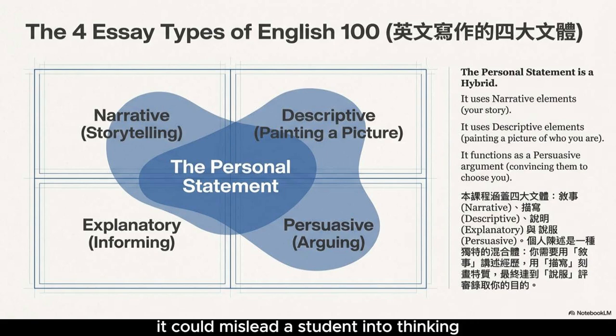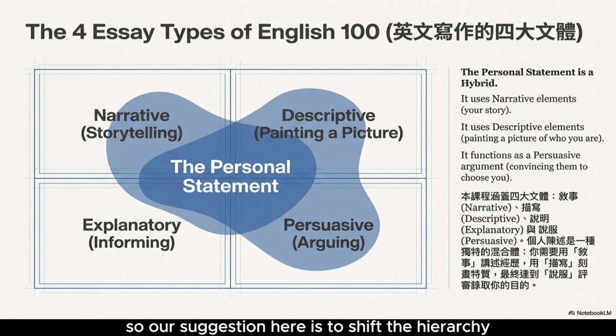It could mislead a student into thinking they need to tell a story just for the sake of it, instead of understanding that persuasion is the goal. Exactly. The narrative and the description, those are just the methods you use to get to that goal. A personal statement isn't a memoir. No, it's an argument wrapped in a story. If a student gets too focused on that narrative blob, they end up, what, entertaining the admissions officer? But without actually proving they're ready for college?